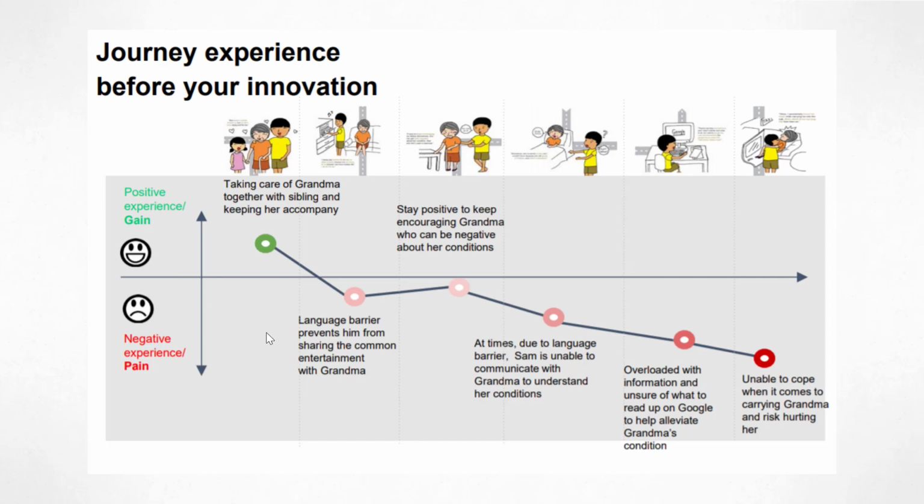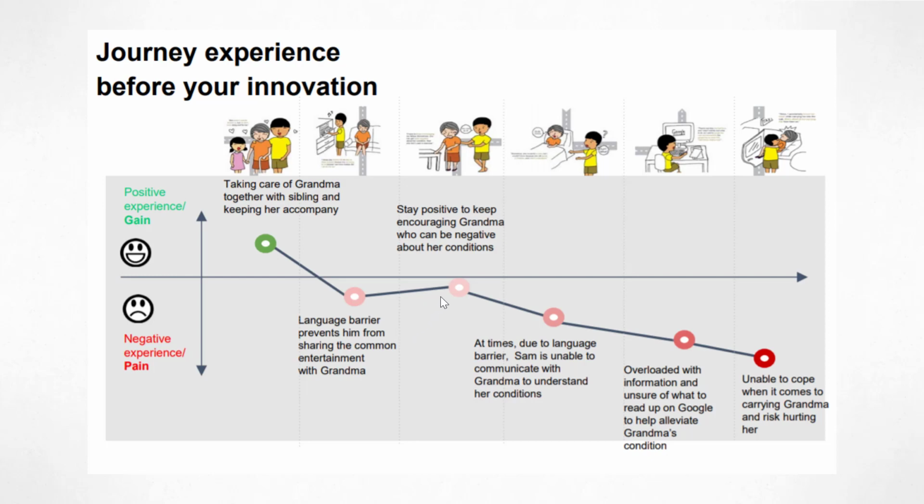Thereafter, because Sensible Sam is not able to speak in the grandma's dialect, there is a language barrier resulting in him not being able to share her joy when watching certain entertainment. So as you can tell, moving into the next phase, we can see that the experience has moved from a positive one to a negative one, which is also illustrated by that y-axis.